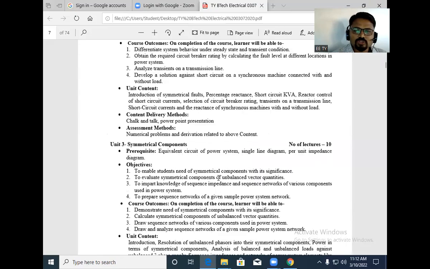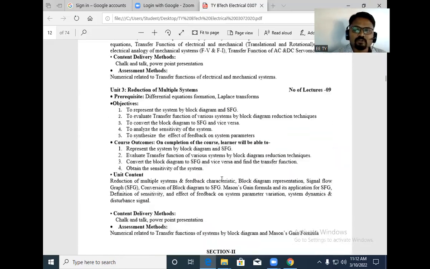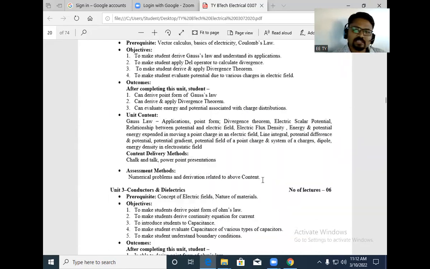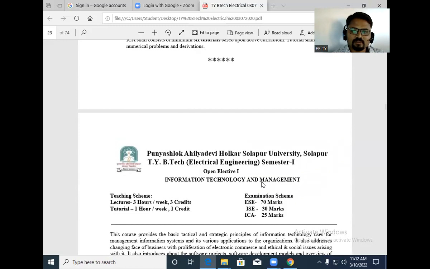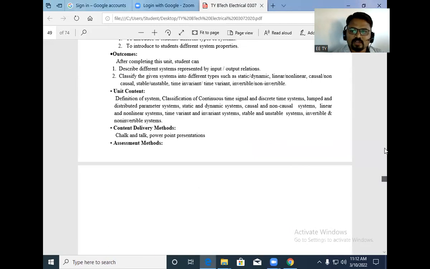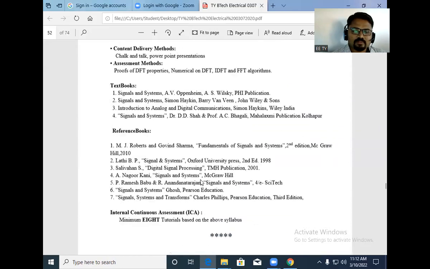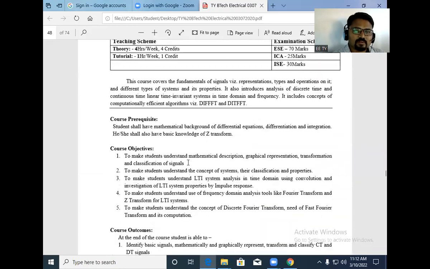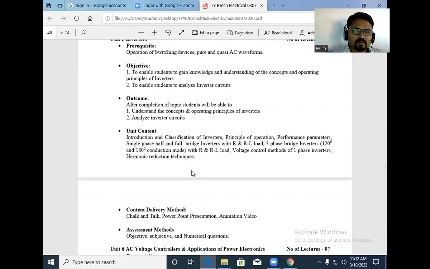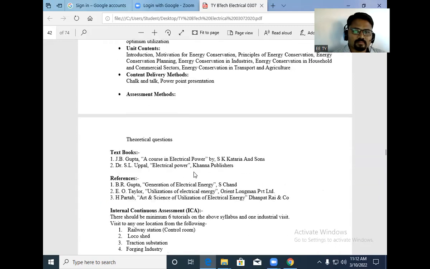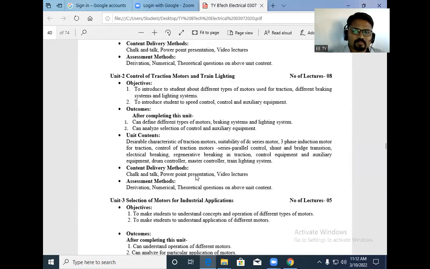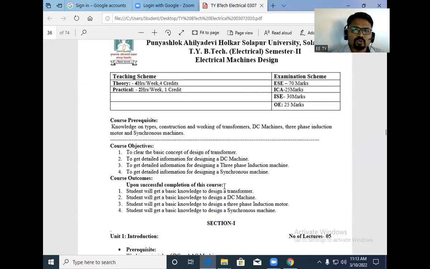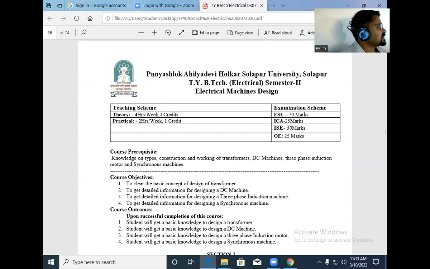Okay. So this subject is for what? Yesterday I have told you already. How many marks? How many marks subject is there? 120. Okay, so this is our subject, that is nothing but the electrical machine design.